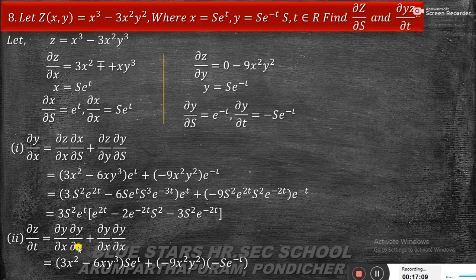Dou x by dou t means the calculated dou x by dou t. Here this is dou x by dou t, s e power t, I substitute, plus dou z by dou y. Dou z by dou y is minus 9x square y square into dou y by dou t. Dou y by dou t means minus s e power minus t. This is the equation.